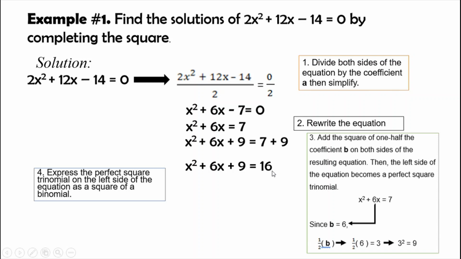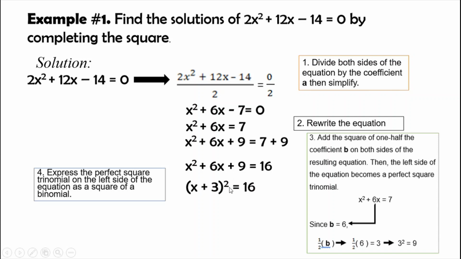Now, for the next step, express the perfect square trinomial on the left side of the equation as a square of a binomial. So, this x squared plus 6x plus 9, we will make a square of a binomial. How again? Get the square root of the first term and then the last term. The square root of x squared is x. And then get the operation next to it. Plus the square root of 9, which is 3.